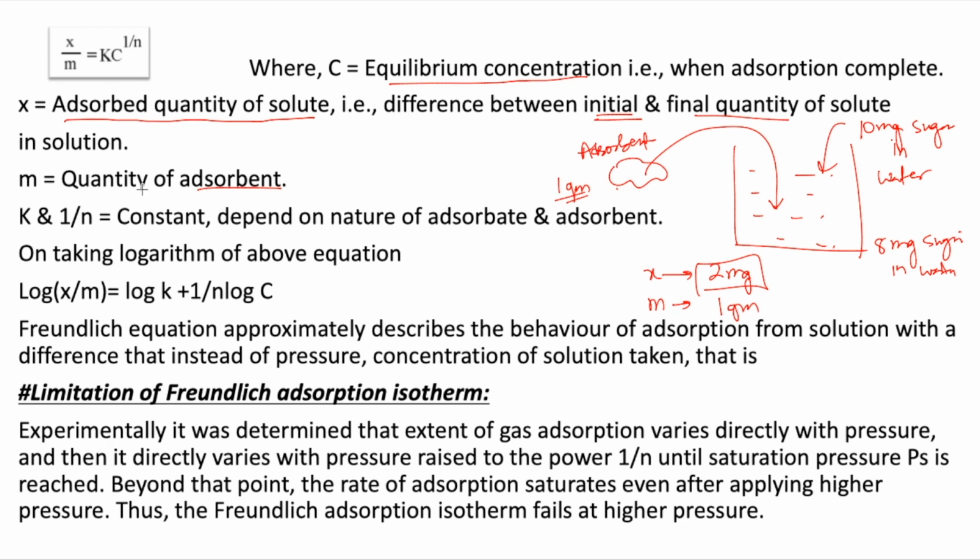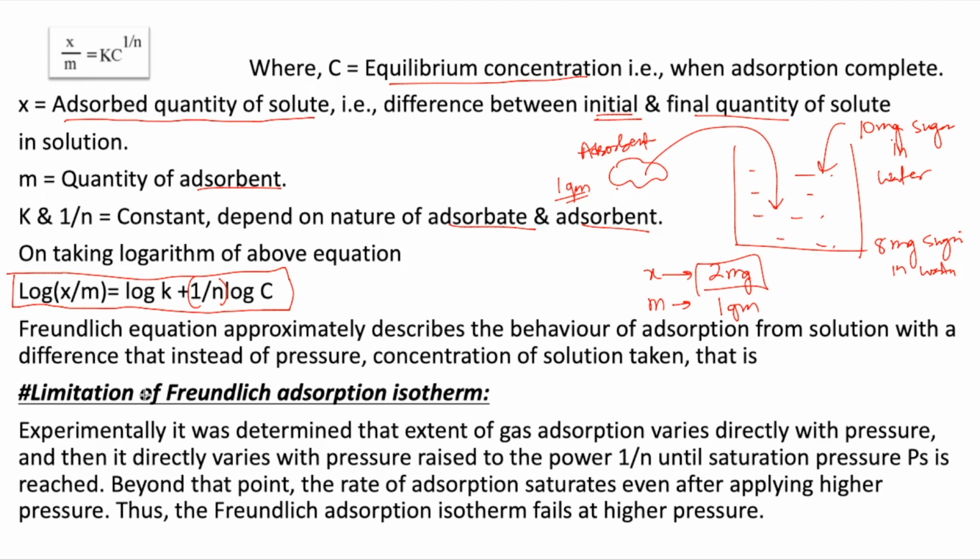So that's what we can substitute here, and C is the equilibrium concentration. So you have to tell the concentration when the adsorption has been completed. At that time, what is the concentration of the solution? K and 1/n are constants, and they depend upon the nature of adsorbate and adsorbent. On taking logarithm, the equation becomes log(x/m) = log K + (1/n) log C. So this has been taken from the Freundlich adsorption isotherm and applied on the solution phase.